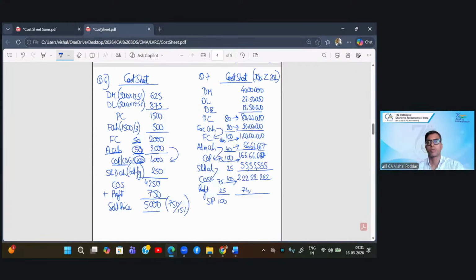How much is it coming, students? 1/3 of 2 crore 22 lakhs 22,000. 1/3 of that, how much is it coming? 740,707. Okay, fine. And then 29629,629.